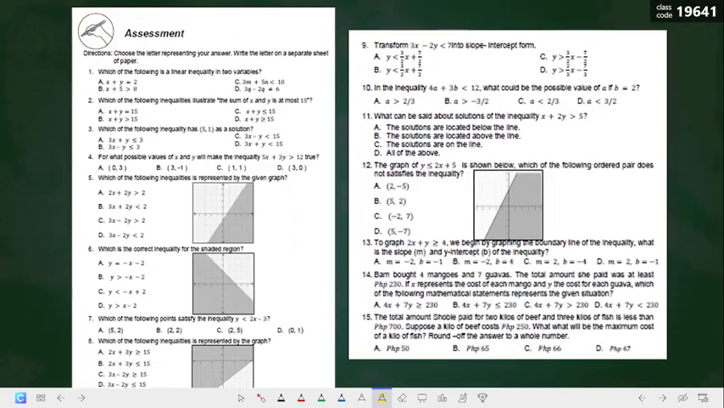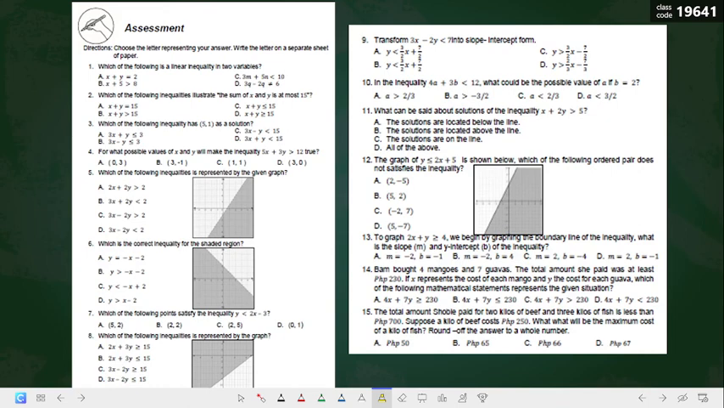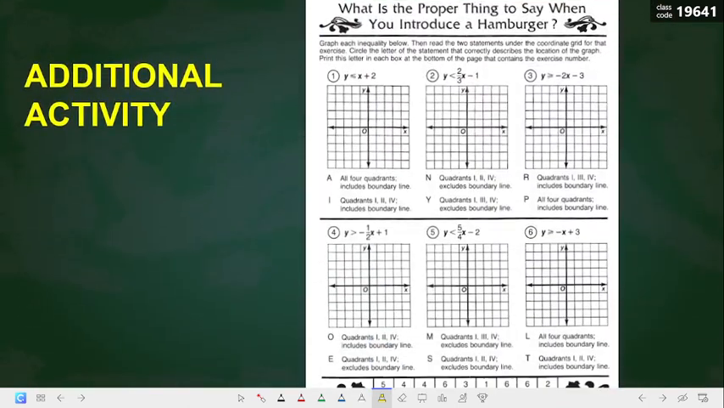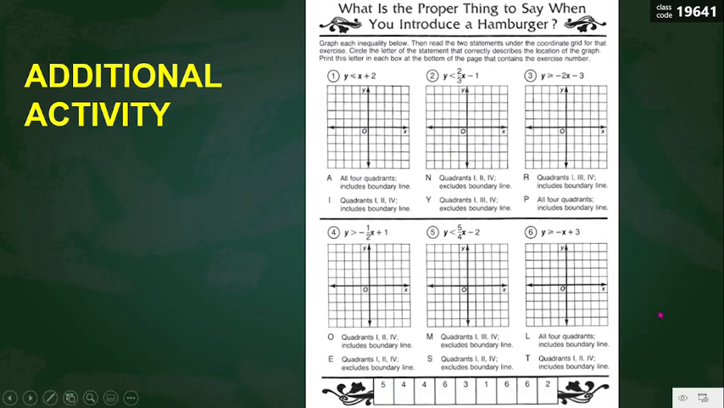Okay, next is the assessment. Yung 1 to 15 lang. And then, I have here additional activity. This is not in the module. Ito na yung pag-graph. Dito nyo i-apply yung tinuro ko about sa graphing. Kapag nag-graph nyo na to, you're going to encircle the letter of the statement that correctly describes the location of the graph.